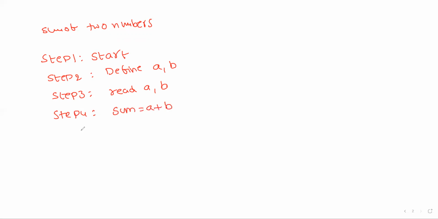Suppose sum is equal to A plus B. Step 5, print the sum value. And step 6, stop the procedure. This is the procedure for solving the sum of two numbers. Now, once the algorithm is completed, depending upon your wish, you can convert the algorithm into any programming language. That is completely your wish.